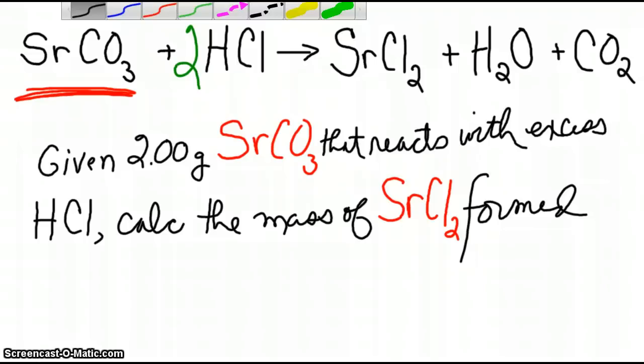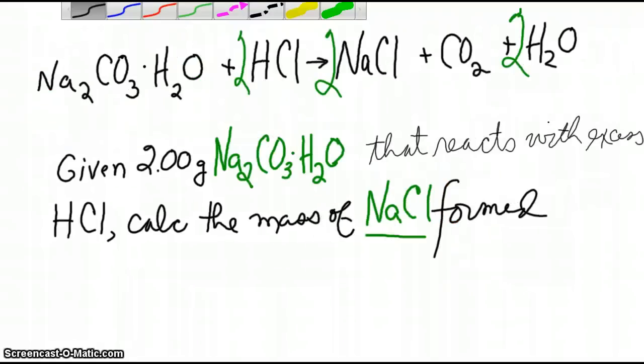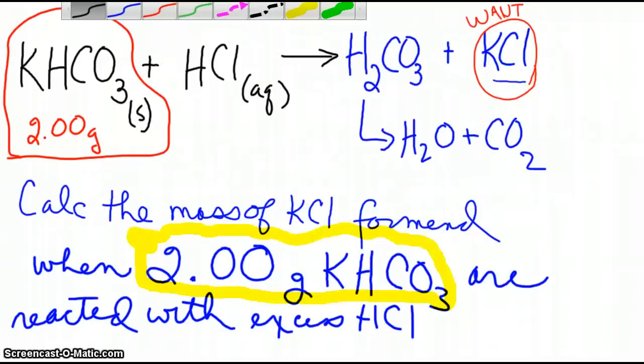There's 3 problems that you'll need to calculate. Given the amount of strontium carbonate, how much strontium chloride is formed. Given the same amount of sodium carbonate monohydrate, how much sodium chloride is formed. And then finally, given the same amount of potassium hydrogen carbonate, how much KCl is formed. It's the same type of stoichiometry problem in every case. However, the given and want formulas are slightly different. So the technique will be the same, the numbers will be slightly different.